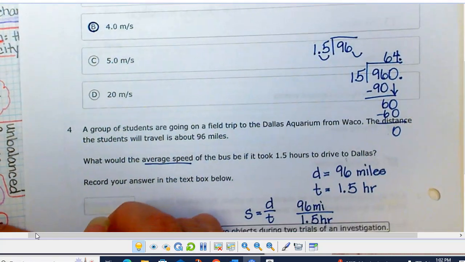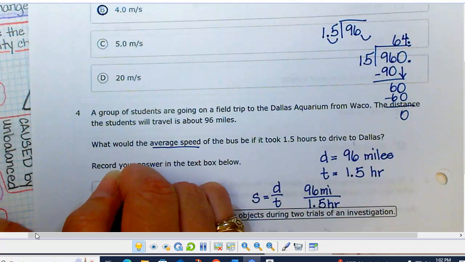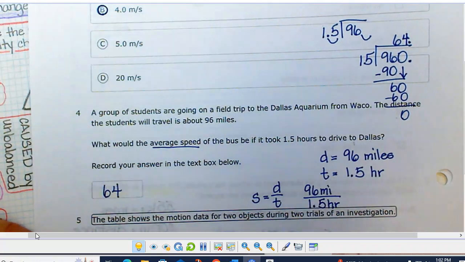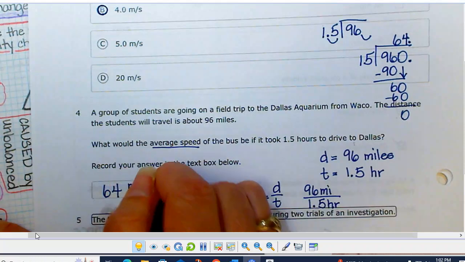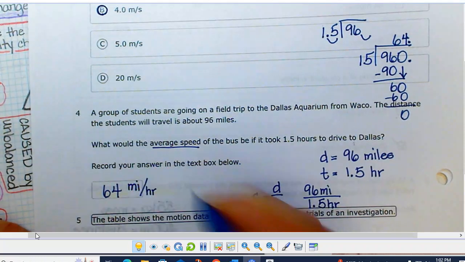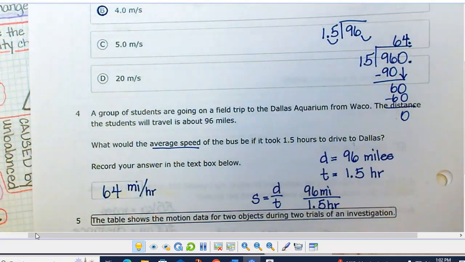So record your answer in the text box below. Well, my answer is 64. And even though you couldn't type it in on the DMAC test, it would be miles per hour because I had miles for my distance and hours for my time.